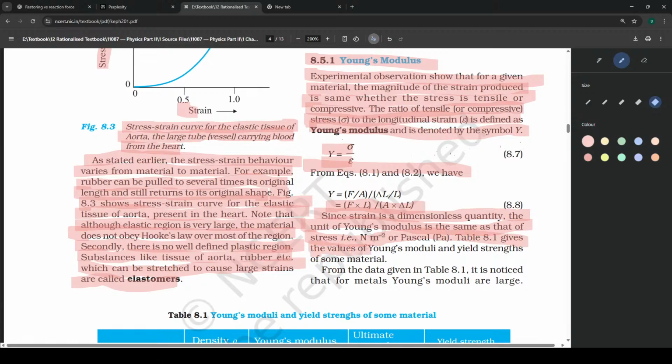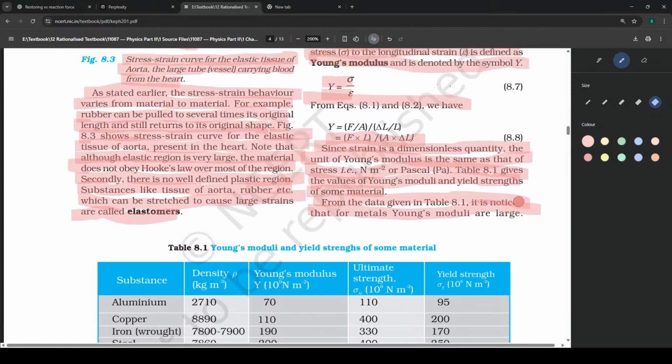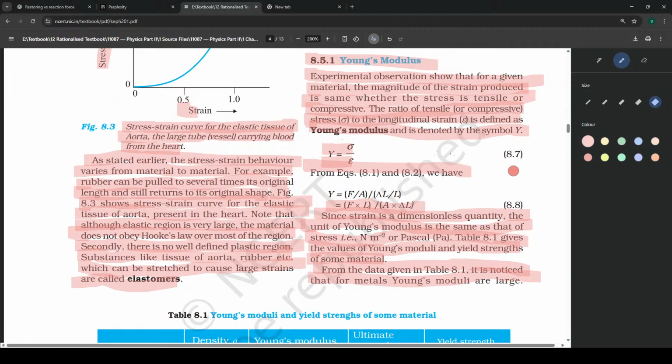Table 8.1 gives the values of Young's modulus and yield strengths of some materials. From the data given in Table 8.1, it is noticed that for metals, Young's modulus is large. What we can understand is what Young's modulus is: stress by strain, basically the force applied per deformation. So for metals which need high force for a small strain, obviously the Young's modulus would be large.